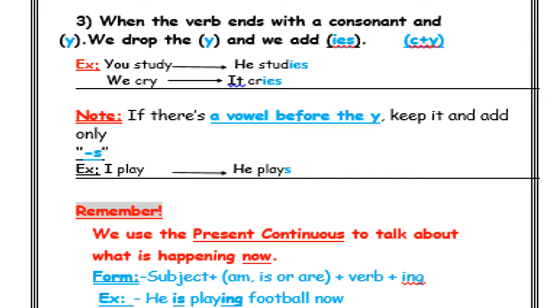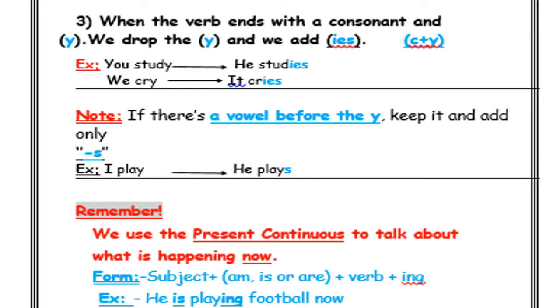Okay, a very important note. If there is a vowel before the Y, what are the vowels, junior? A, E, I, O, and U. If I have any letter from the vowels, I will keep it and add S only at the end, like play, plays. I play, he plays, okay? The verb is the same and we put S at the end.